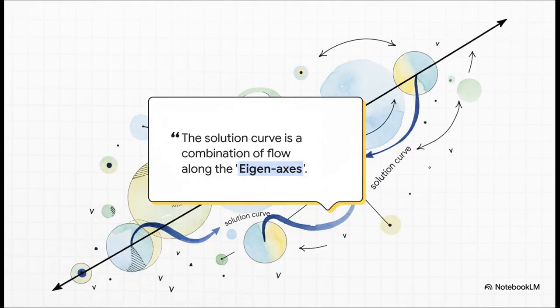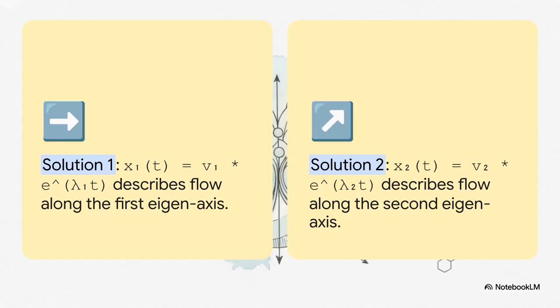So, what do these eigenvectors actually represent? You can think of them as these special highways or axes in our system. Along these specific directions, the behavior is super simple. It's just pure stretching or shrinking, that's it. And any other solution is just a combination of traveling along these special highways. So let's say our matrix A has two eigenvectors. That means we get two of these simple, straight-line solutions. Each one describes a flow that just moves along its own eigenaxis, either growing or decaying based on its eigenvalue.